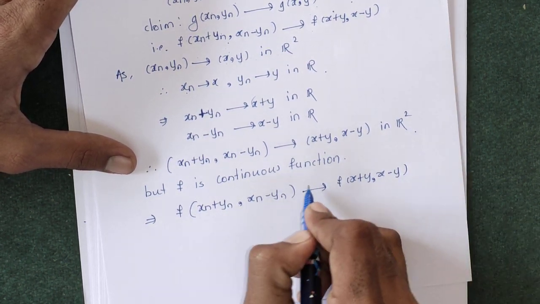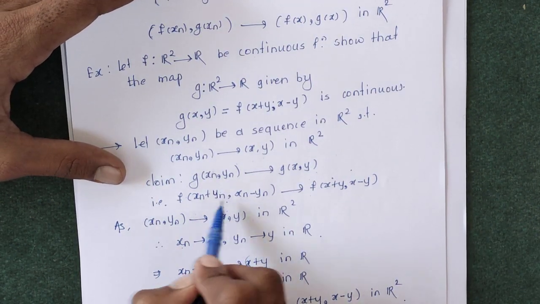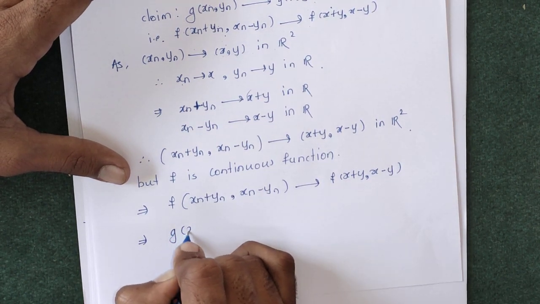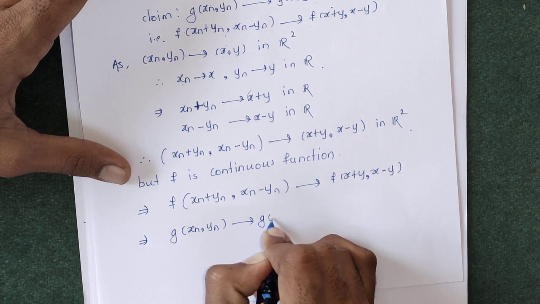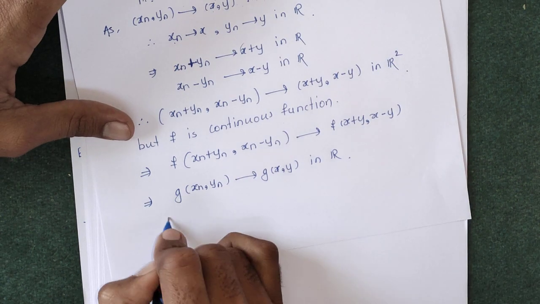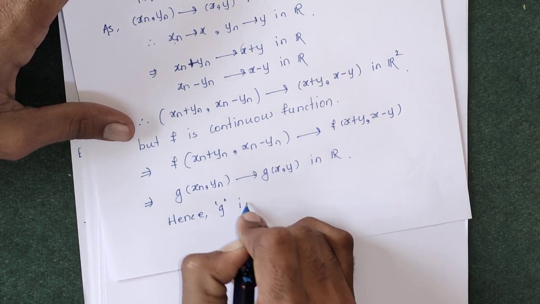This is in R. This implies the required claim, that is, g of (xn, yn) converges to g of (x, y) in R. Hence the given function g is continuous.